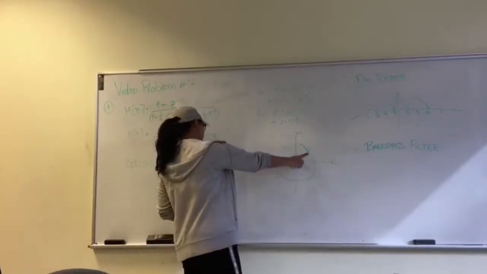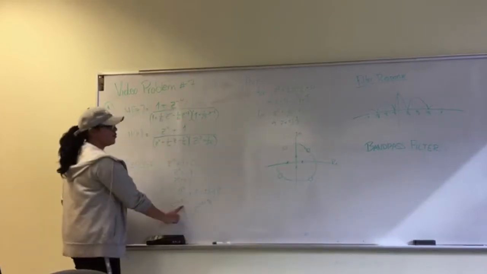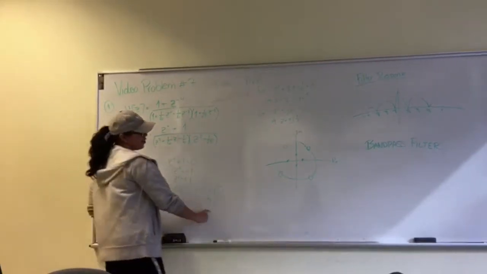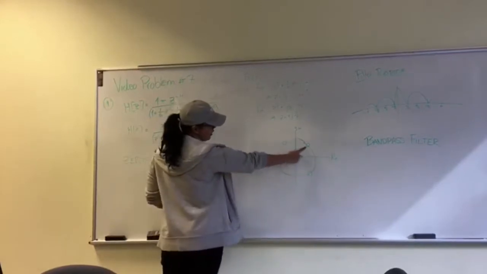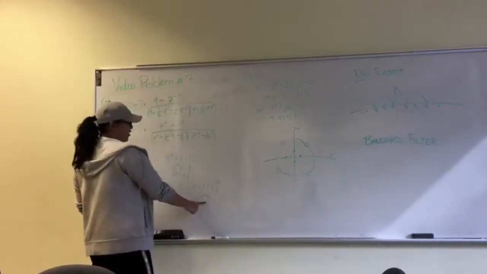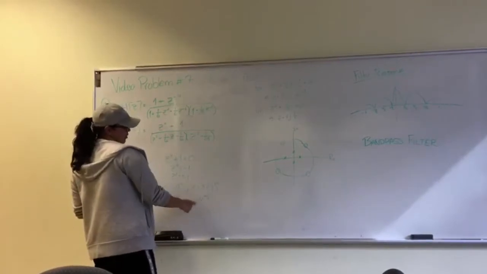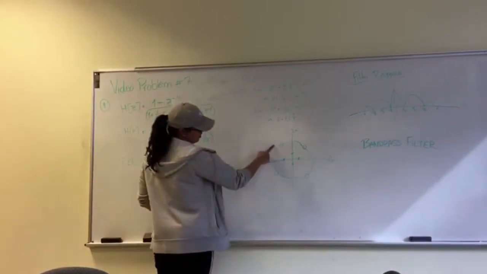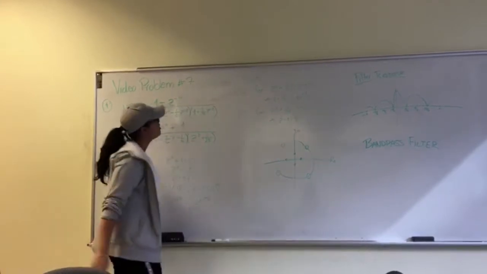So then we can place these 4 zeros on the graph. From here, we know that the angle is plus or minus pi over 4, so we get this zero here and this one here. And from here we know that the angle is 3 pi over 4 and minus 3 pi over 4, so we get this zero here and this zero here.